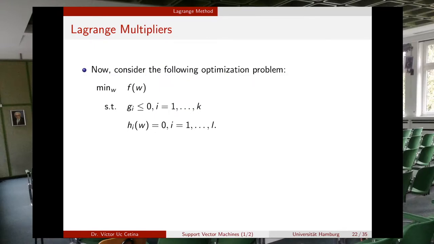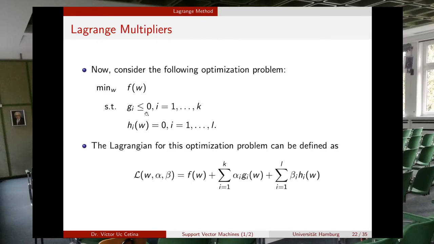Now, consider an optimization problem in which we have, besides the set of equalities, a set of inequalities. In this case, we are considering k inequalities of this form, some g_i which is less than or equal to zero. In this case, our Lagrangian will take this form. We will add more multipliers for the inequality functions. So in this case, we are calling them alpha_i for each of the i inequalities. And also we will have our multipliers beta for the equality functions.